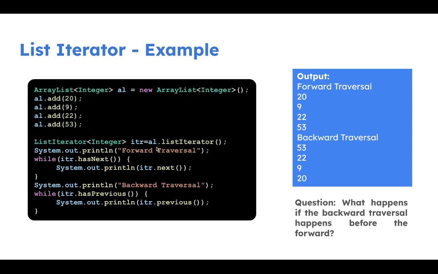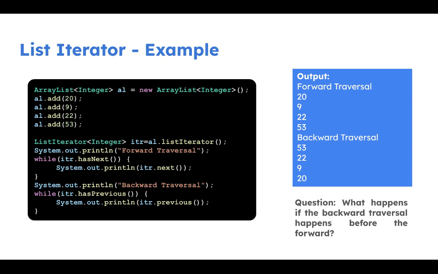So we define the list iterator on this array list we have defined. We keep on moving further, so the iterator will probe whether it has the next element. If it has the next element, we move further and print out that element, and we keep on moving further, and further, and further. This is how we move in the forward direction.